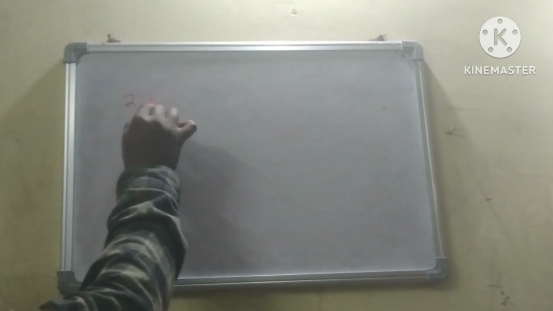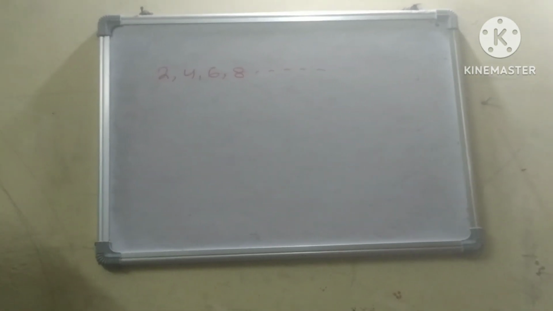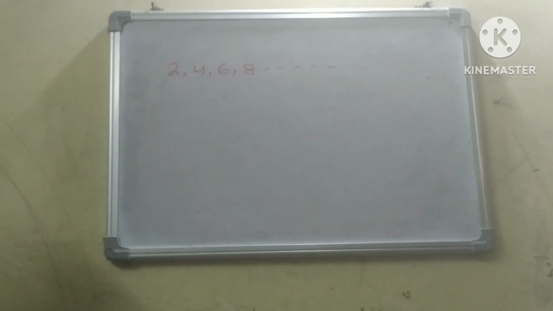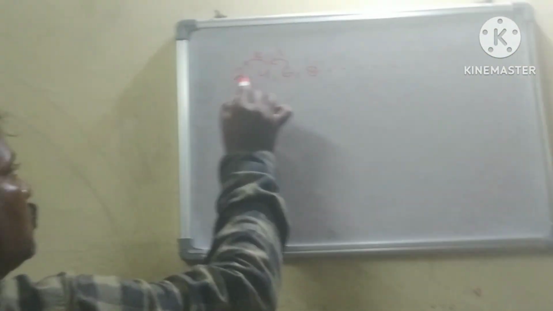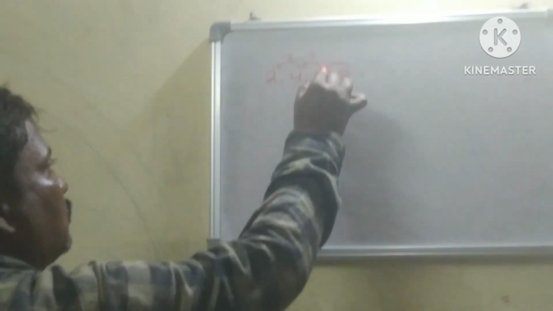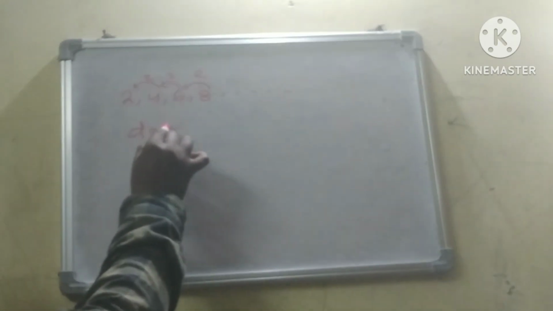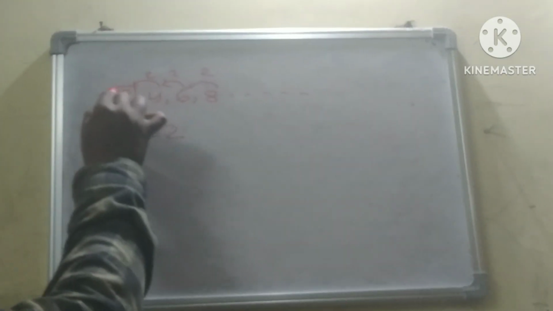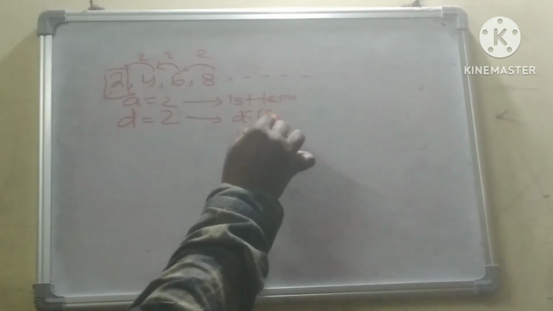This is another sequence: 2, 4, 6, 8, and so on. All the numbers are divisible by 2. So you find the common difference: 4 minus 2 is 2, 6 minus 4 is 2, 8 minus 6 is 2. So it has a common difference. We write d as 2. This is the first term. We write a as 2. a for first term, d for common difference.